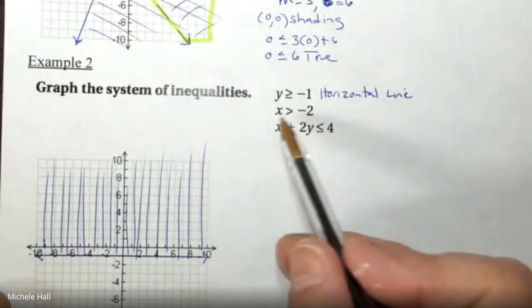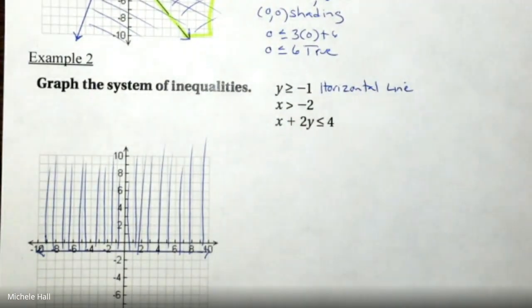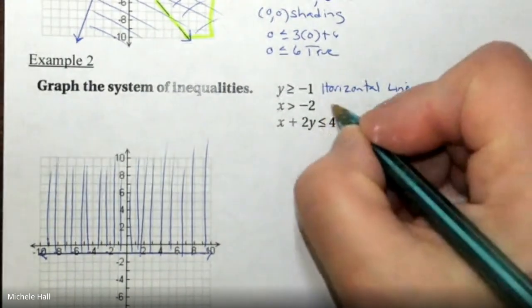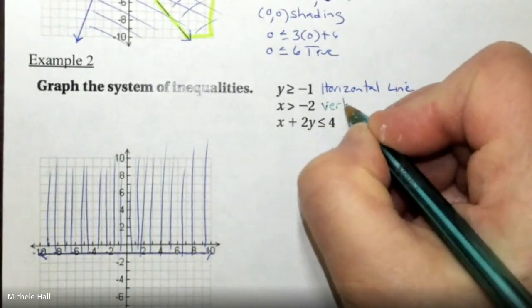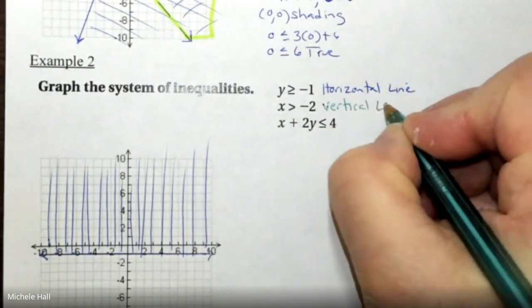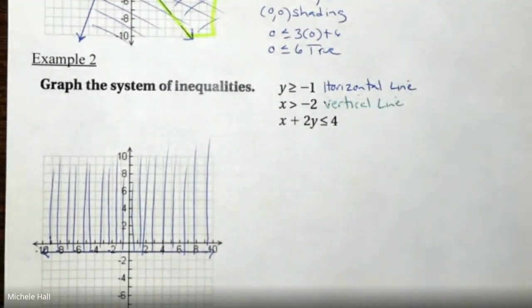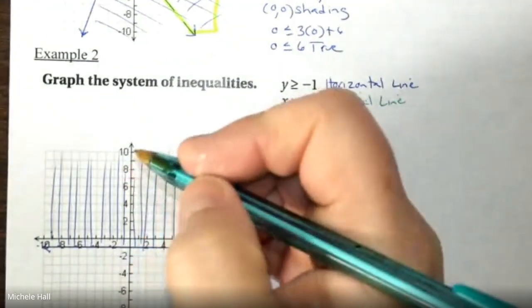Next, we have x is greater than -2. This is a vertical line. A vertical line at x equals -2.